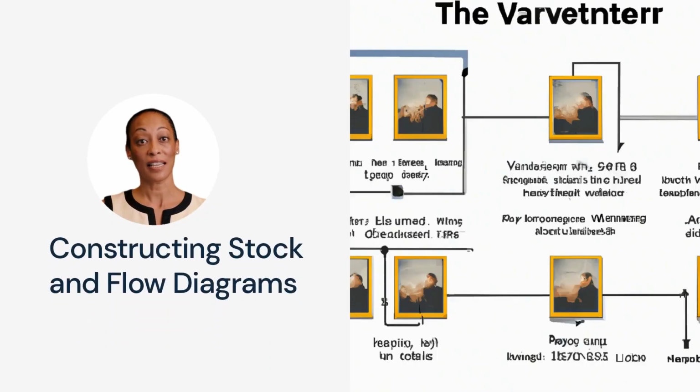Constructing stock and flow diagrams. Now that we know what goes into a stock and flow diagram, let's look at how we make one. The first step is to understand the system you want to represent, which could be anything from a city to an economy. Next, you need to identify the key variables and relationships that make up the system, and then use that information to construct a visual representation of the system.